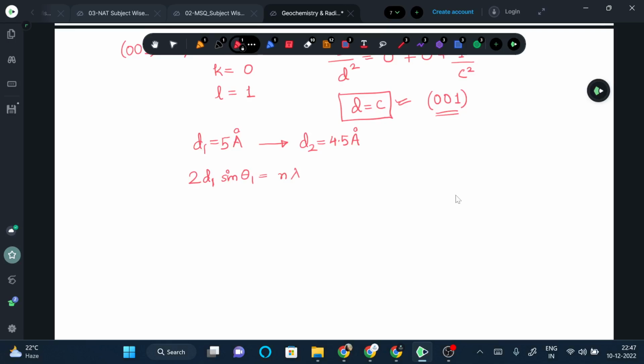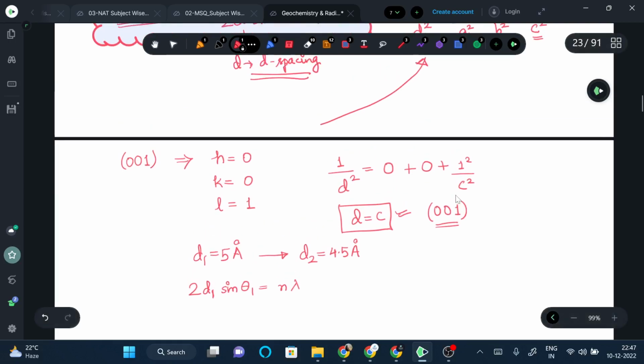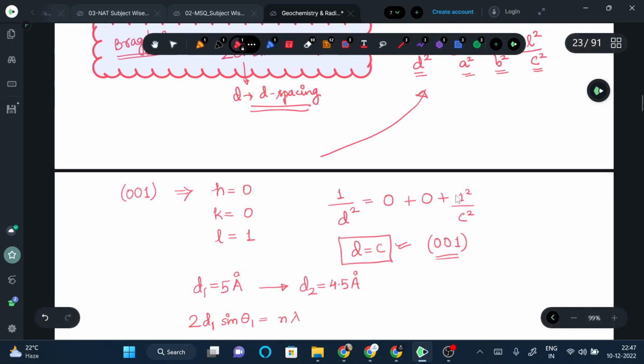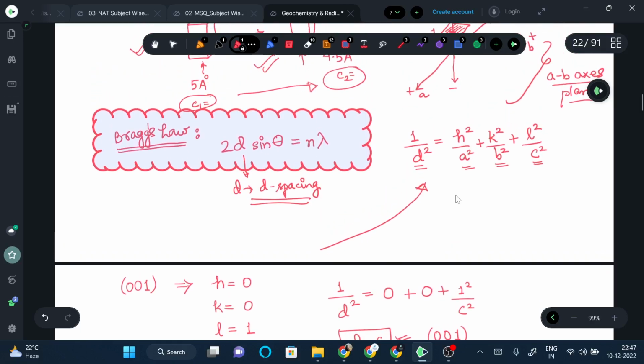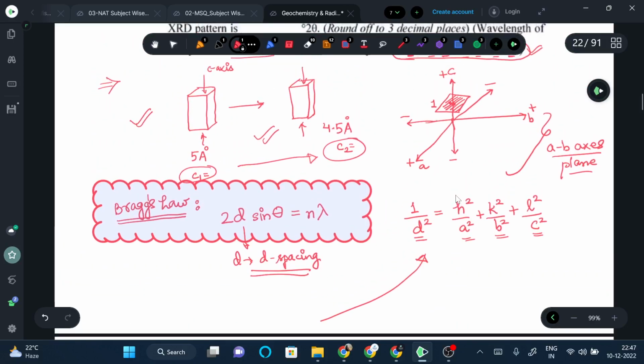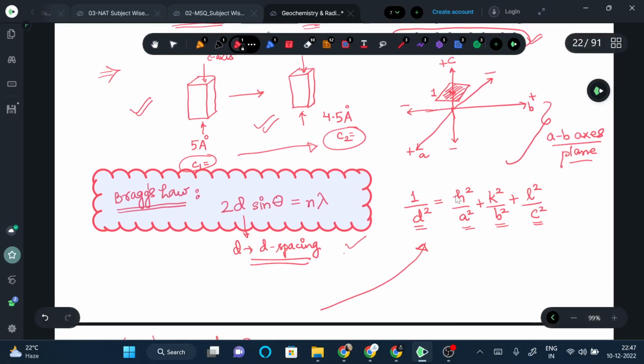So here the n value is 1. Why is the n value 1? Can anyone tell me? What is n lambda and why is the n value 1 here? Why can we take the n value as 1?